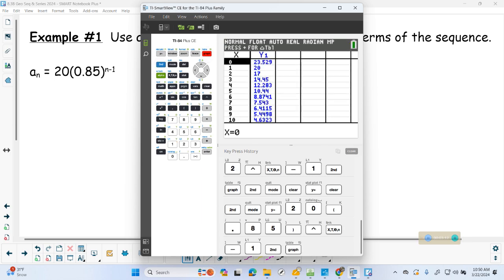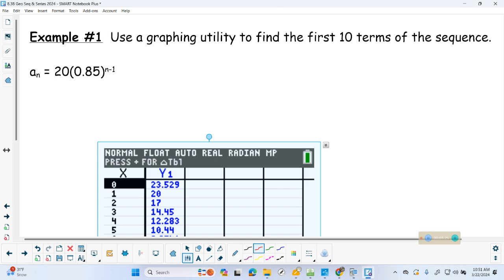Now, when you're writing these down, though, be careful. What is your first term? 20. You're starting with x is 1. So just be conscientious of that. I'm just going to steal this over here a sec. We'll put it up here so you can see it more.